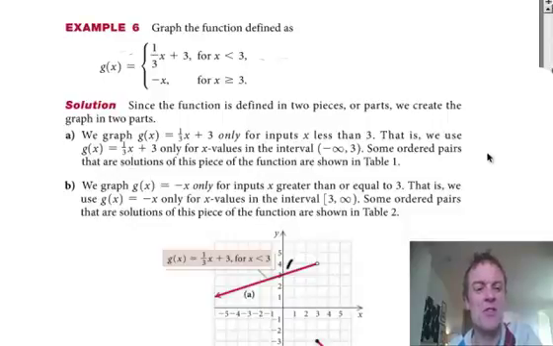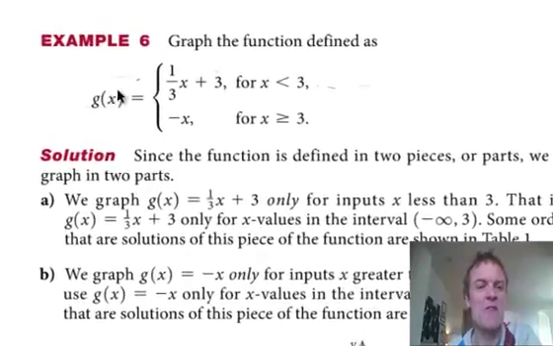Right, graphing piecewise functions. Okay, we have a function here, g of x, made up of these two parts. Now I'm only going to graph 1/3 x plus 3 when x is less than 3. Okay, so again, remember how to graph this. It has a y-intercept of 3 and a slope of 1/3. Okay, graphing straight lines, linear functions.